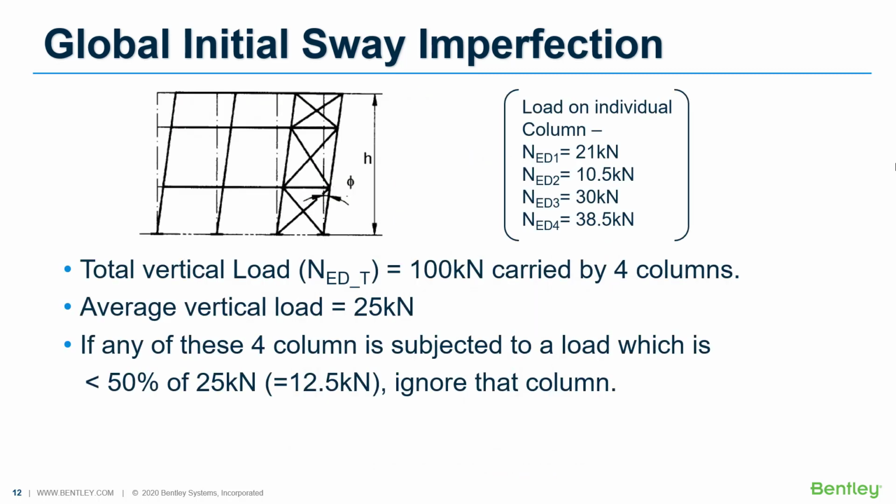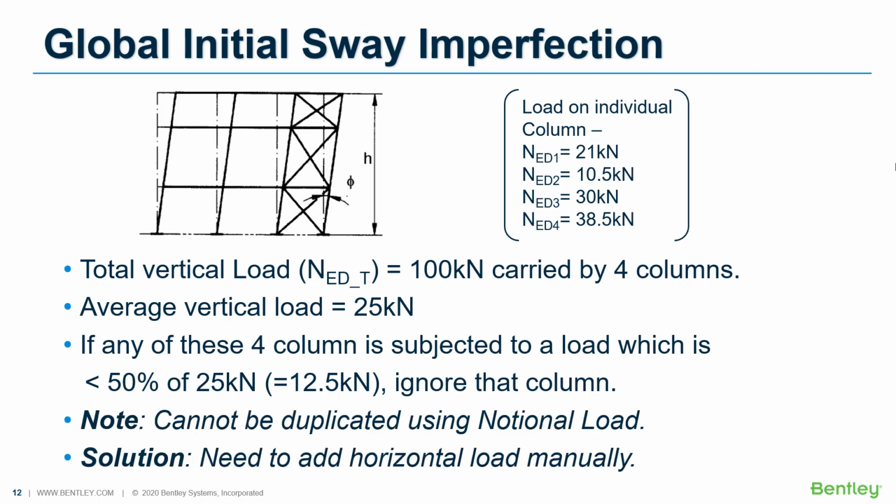Let's take an example. For this frame, there are 4 columns and the total vertical load is 100 kN. So average load in each column is 25 kN, and if any column carries a vertical load which is less than 50% of 25 kN, then that column should be ignored from the m value calculation. Here the second column carries around 10 kN load, so the m value for this bay is 3, not 4. Now we can calculate the phi value considering this condition, but when we apply the notional load using this phi value, all the columns carrying vertical load will be subjected to the horizontal load. There is no way to ignore a column using the notional load feature.